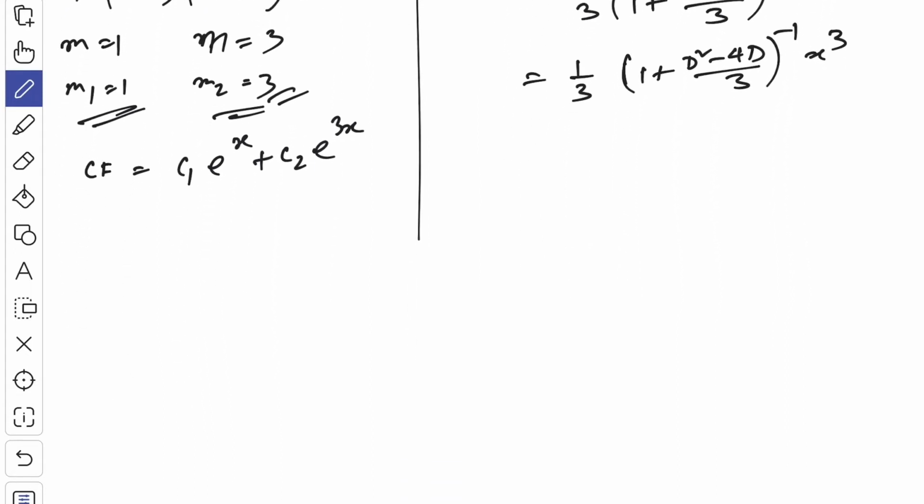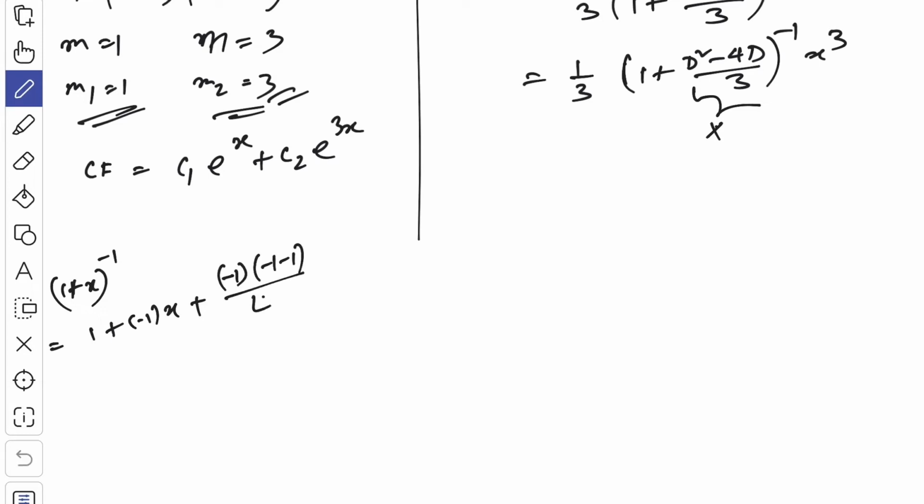Let me scroll down the page. So according to binomial expansion, (1 + x) to the power n, here n is minus 1, so let me put minus 1. If you expand this, you will get 1 plus minus 1 into x. Then we are going to consider this part as x in this case, then plus n, that is minus 1, into n minus 1, that is minus 1, by factorial 2, and x square.